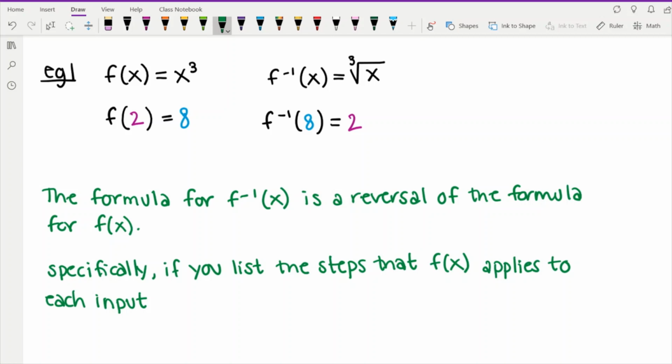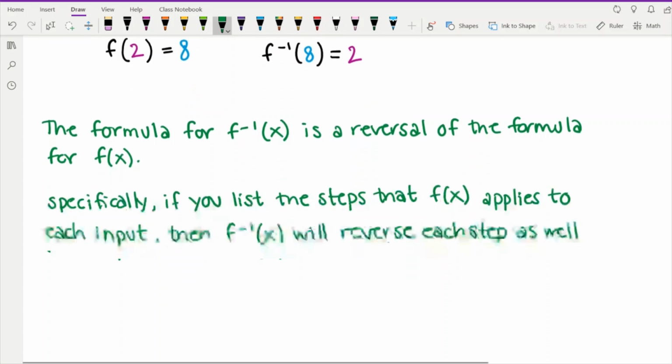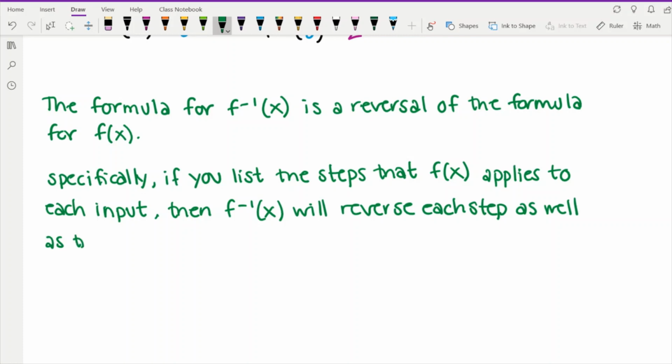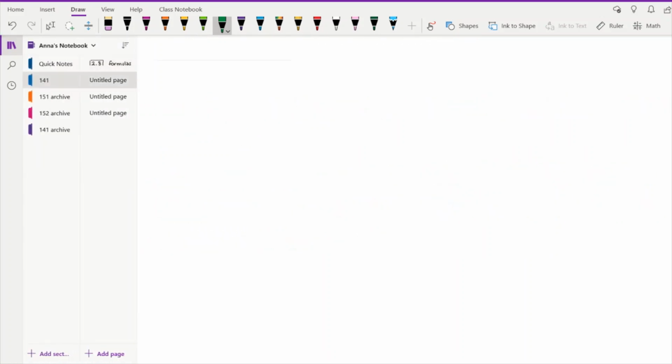So if you list out all those steps that your function applies to an input, then the inverse function will reverse the steps. And additionally, it will reverse the order of the steps. We'll see what I mean by that in a moment, and after our first example I want to explain a little more why we're reversing not only each individual step, but also the order of the steps. So don't worry, we will get to that.